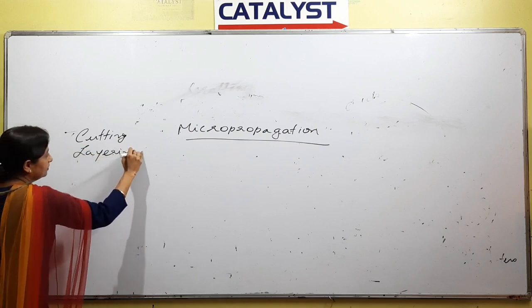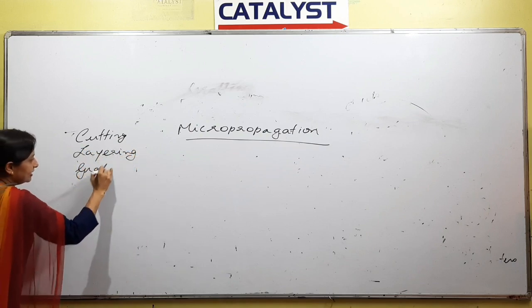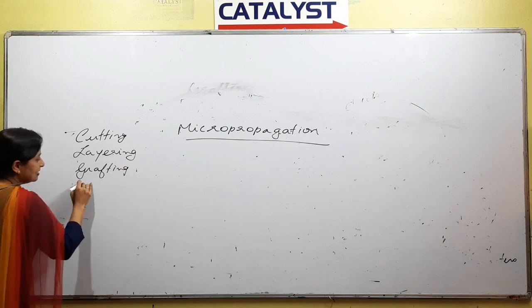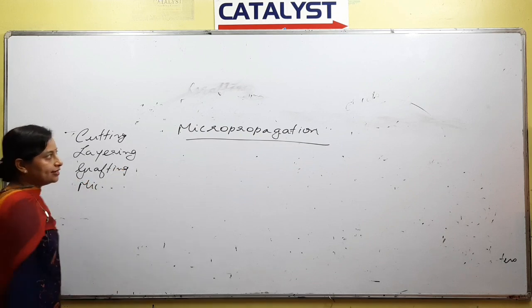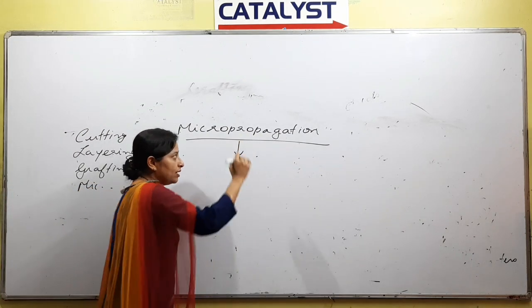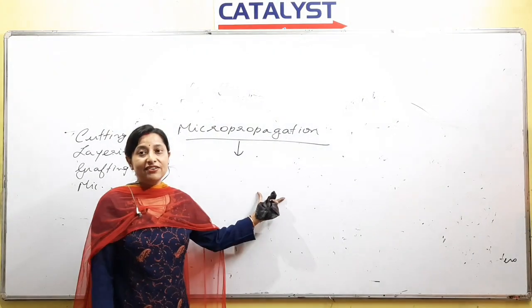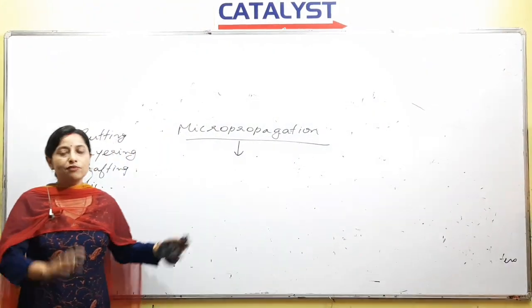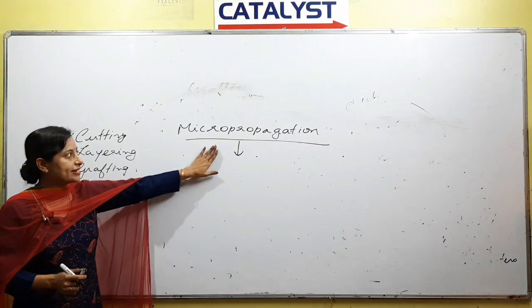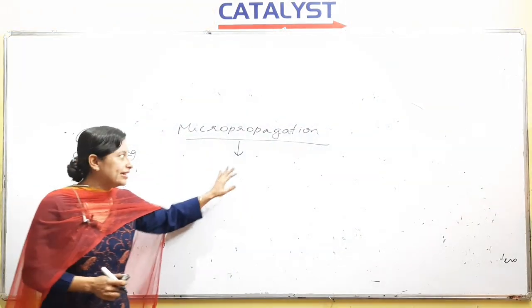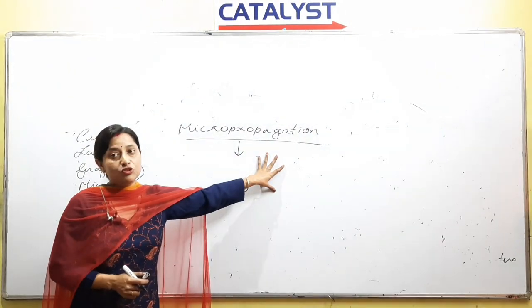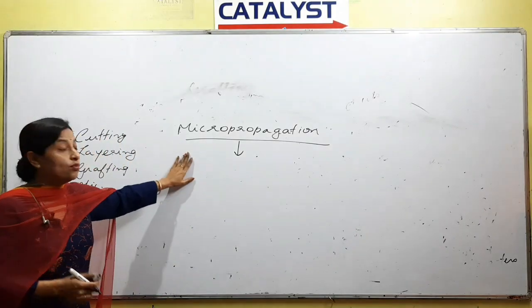We have talked about grafting, and the last is micropropagation. Micropropagation we will be studying as an entire new chapter, in 12th, where the details will be covered. So here we are not going to do the details about this portion. What we are going to learn is what is micropropagation.